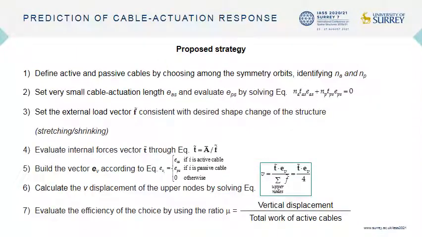In synthesis, the strategy for predicting the qualitative response of the structure can be summarized in the following steps. In particular, the ratio between the displacement of a single upper node and the work done by the active cables, normalized to the maximum value obtained among all the considered passive-active group combinations, can be used as a scalar parameter for evaluating the efficiency of a single choice of active and passive cables.